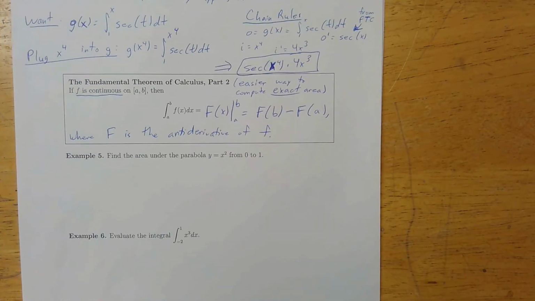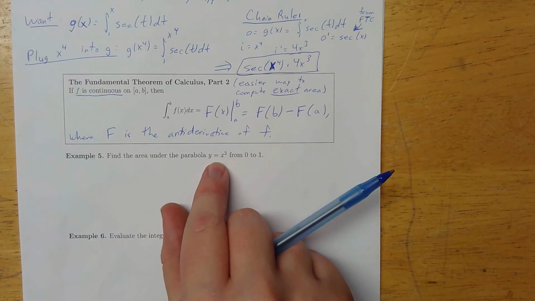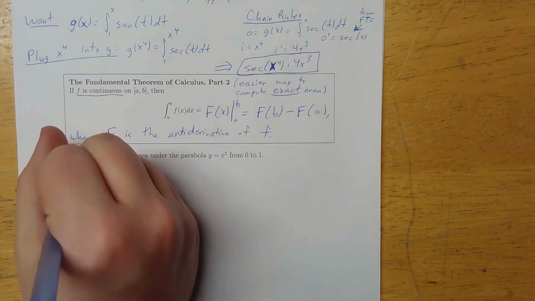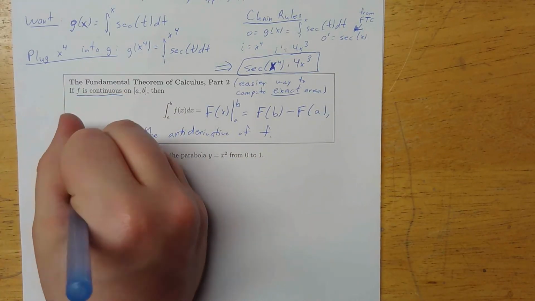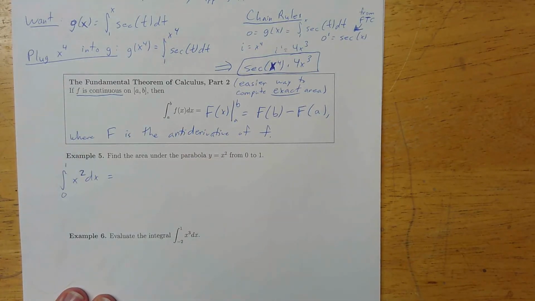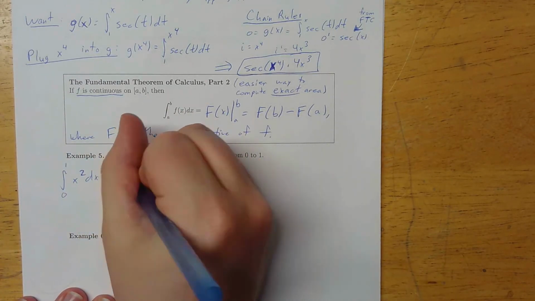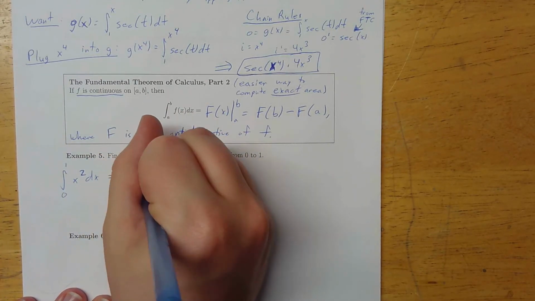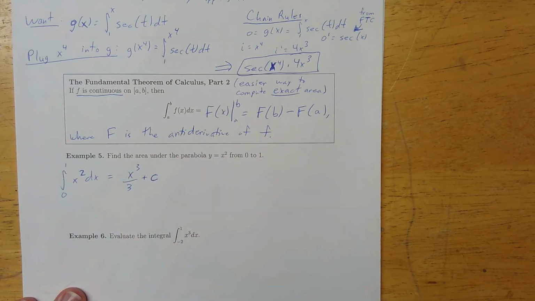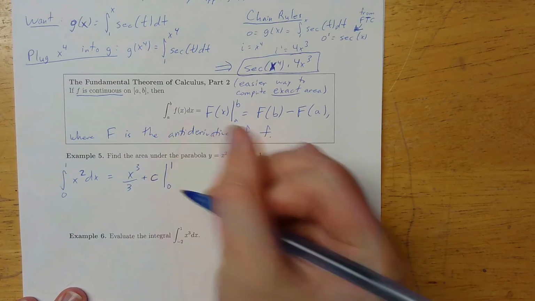So say we wanted to go ahead and find that area we loved from under the parabola y equals x squared from 0 to 1. Well, what that means is that we'll take the integral from 0 to 1 of x squared dx, and so we take the antiderivative of x squared. And so that means we'll take x cubed over 3 plus c. Since we don't know what the constant might be, it's going to be the most general form of the antiderivative from 0 to 1.